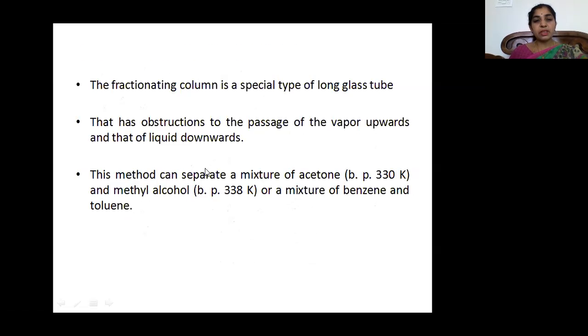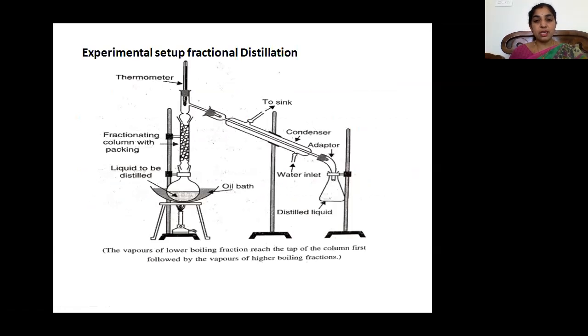So this method can separate a mixture of acetone and methyl alcohol, which differ in their boiling points. You can see here it is 330 Kelvin and here it is 338 Kelvin. They differ only by 8 Kelvin. Or even a mixture of benzene and toluene, they differ very little in their boiling points. Such mixtures of liquids can be separated by fractional distillation.